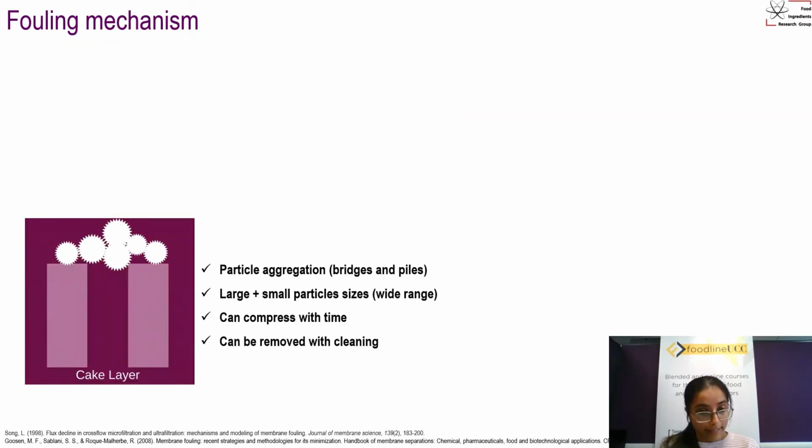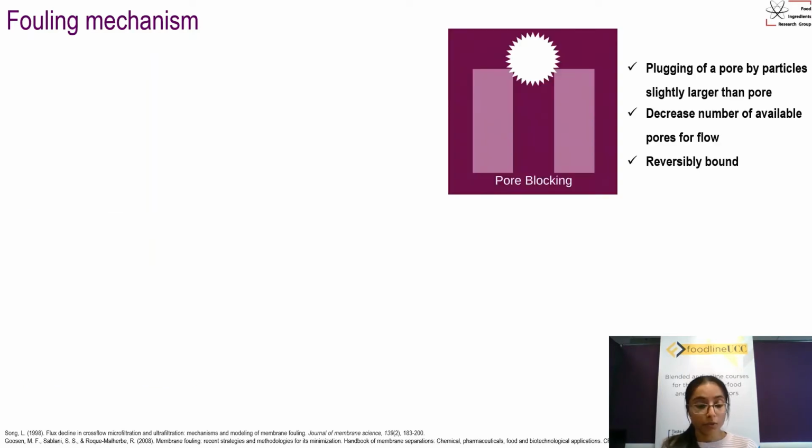Second is cake layer formation, which occurs where particle aggregation takes place, and they form bridges and piles. It consists of large and small particles, so a wide range of particles, and it can get compressed over time, but it is reversibly bound, so it can be removed by cleaning. And the third one is pore blocking. It happens when the pore is plugged by particles slightly larger in size than the pores.